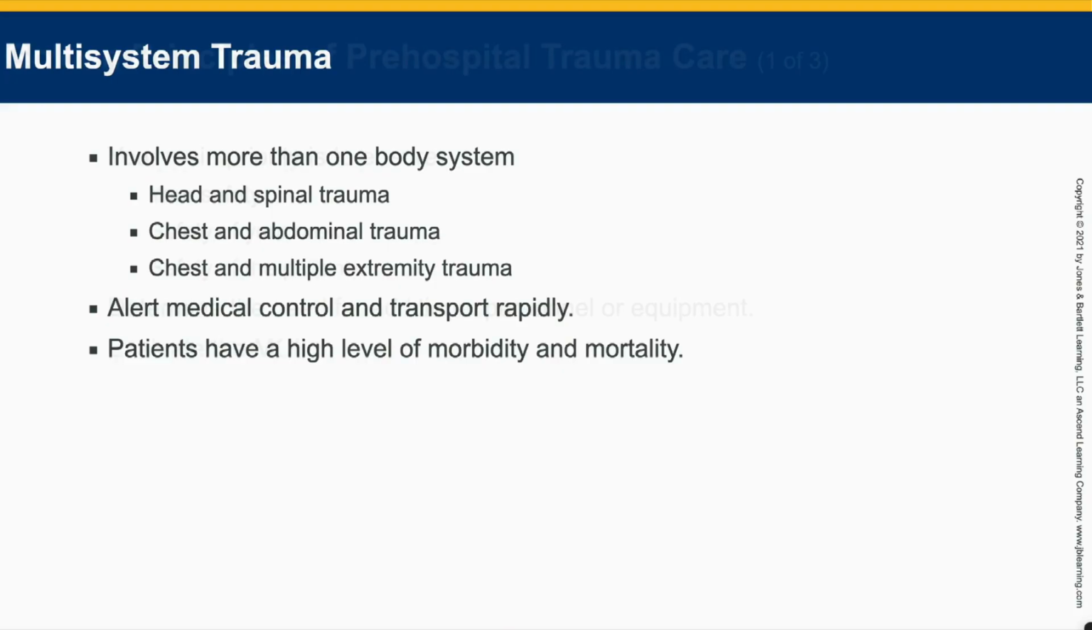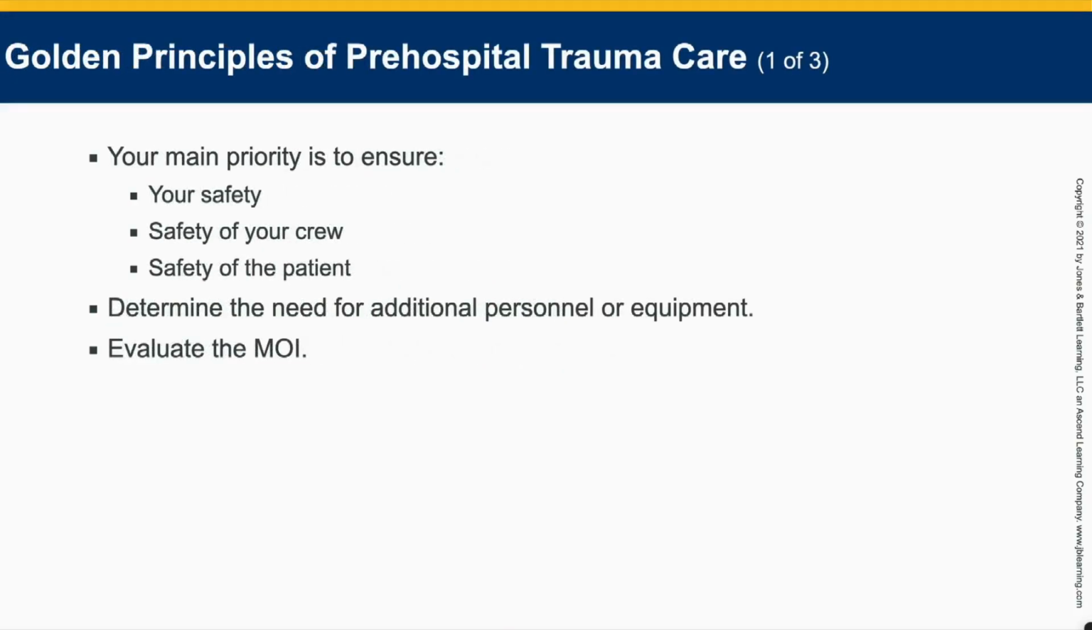Now we're getting into the golden principles of pre-hospital trauma, and this is really your foundation for everything we've been talking about. Your first priority always is safety. That means your safety and the safety of your crew, and then the safety of your patient. If the scene isn't safe, nothing else matters. From there, you need to start thinking about whether you need additional resources, more personnel, additional units, or specialized equipment, whatever the situation might call for. And then you're evaluating the mechanism of injury, because that's going to guide everything you do moving forward.